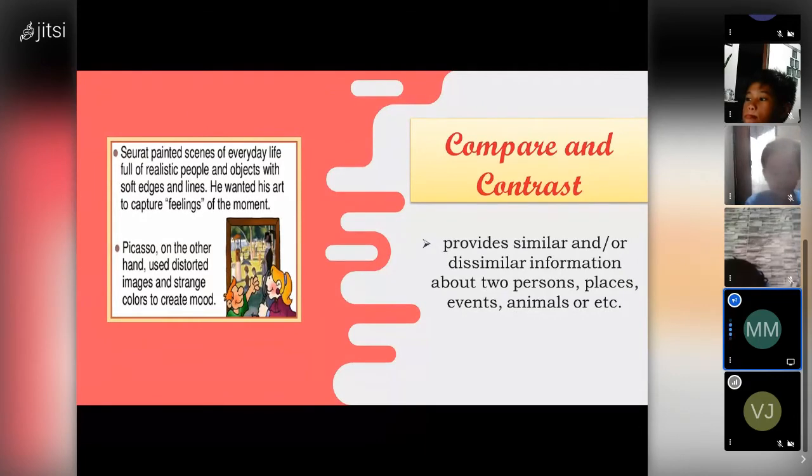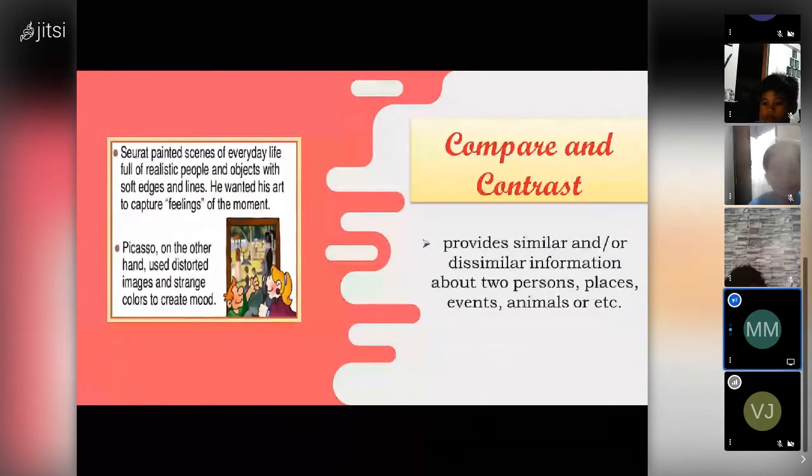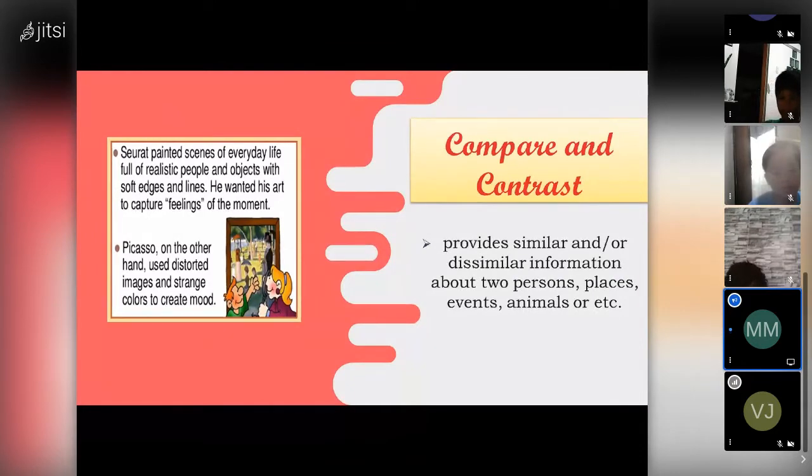Okay, so as you can see in the example, I don't know how to read that one. Is it Shura? I'm not familiar with the character. Seurat. Okay, Seurat, because I'm not familiar with the name of the painter. So as you can see in the example, there is a comparison between the painting of Seurat and Picasso. Can you cite the comparison between the painting of Seurat and Picasso? Yes, Vaughn.